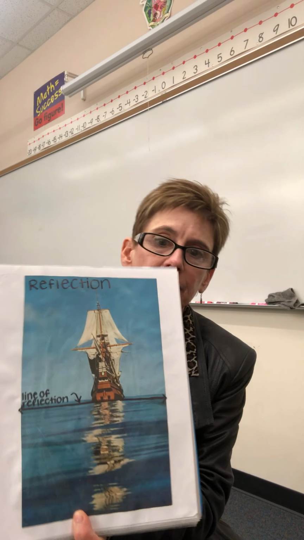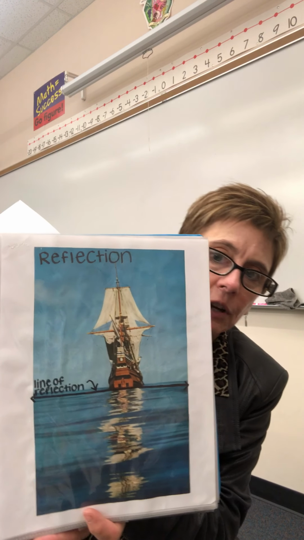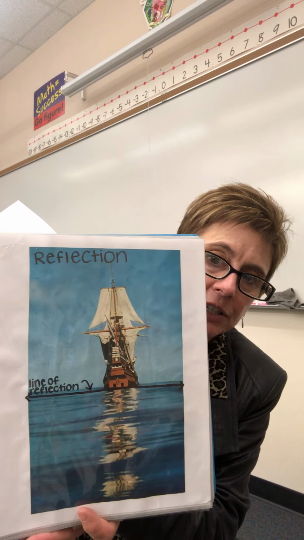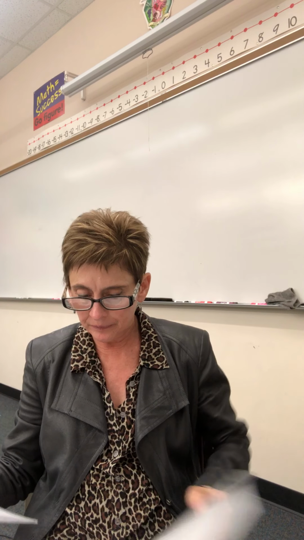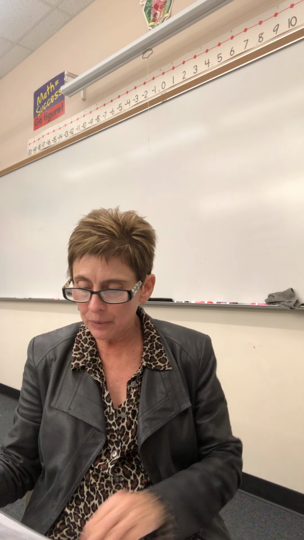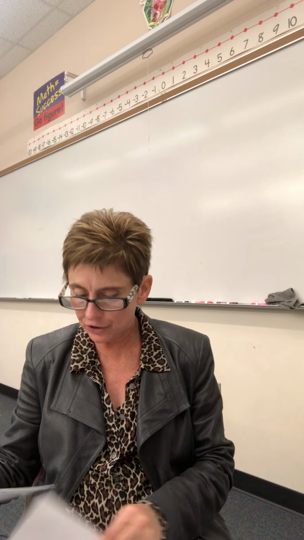The reflection doesn't have to show completely, but it's a ship in the ocean. There's a line of reflection with arrows on it, and it says line of reflection. So that would be full credit for a line of reflection. Now, the next example is an example of a translation.